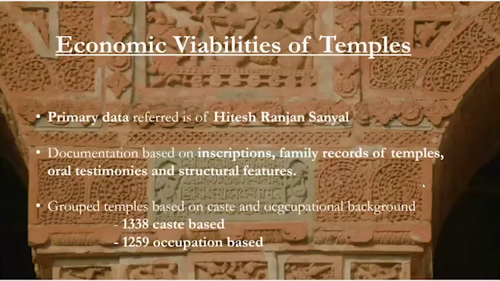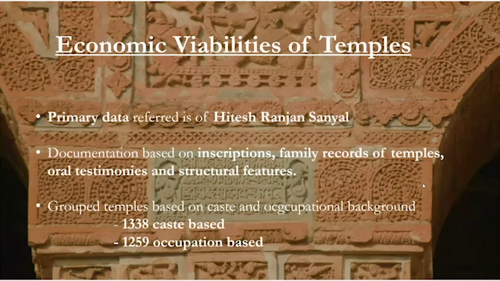Here I raise the last question about the economic viability of a temple. Here again, the primary data I use is of Hitesh Ranjan Sharma. Of the 1400 plus temples that he documented, he further classified the patrons based on either their caste or occupation, of which 1,038 were caste-based and 1,259 were occupation-based.